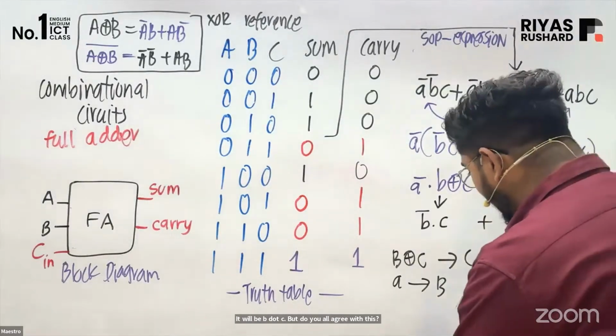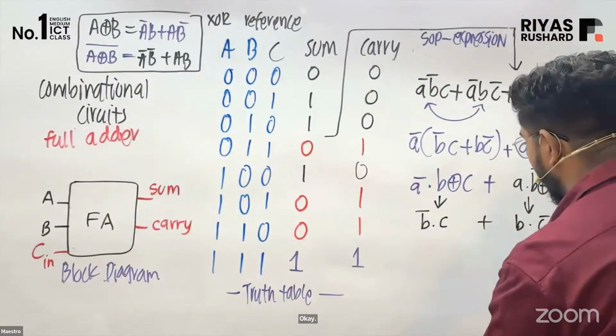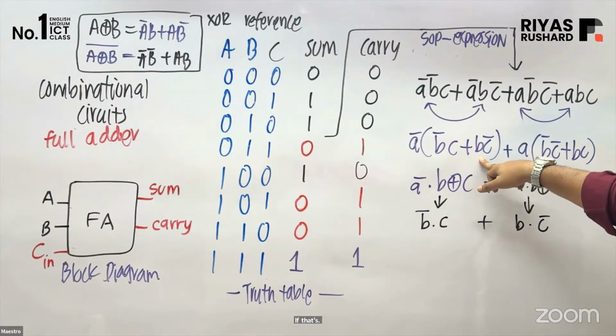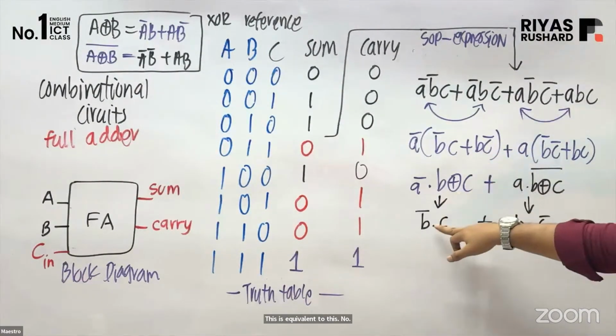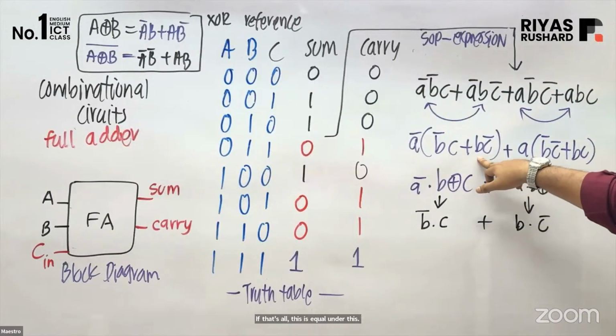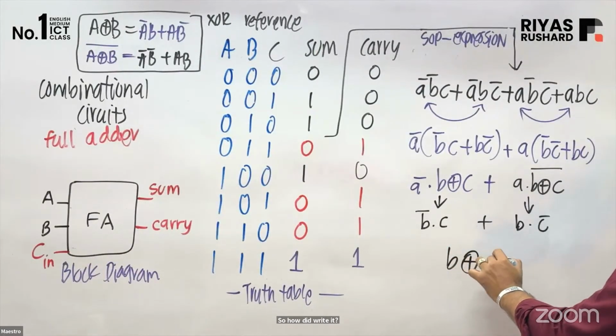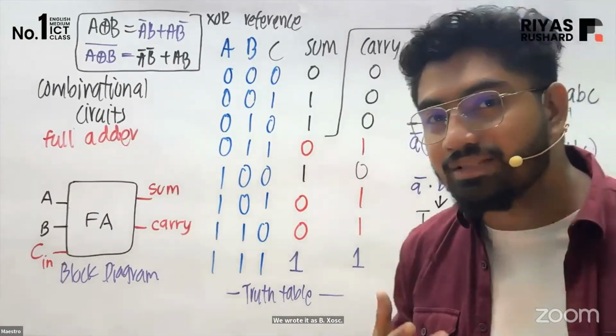Okay. If that's so, this is equivalent to this, no? This expression is almost equivalent to this. So how did we write it? We wrote it as BXOC. Now, can I write the final answer as BXOC?